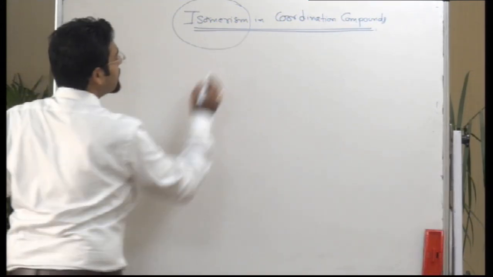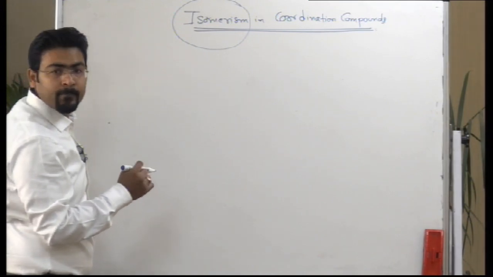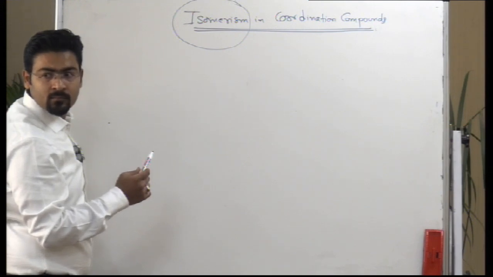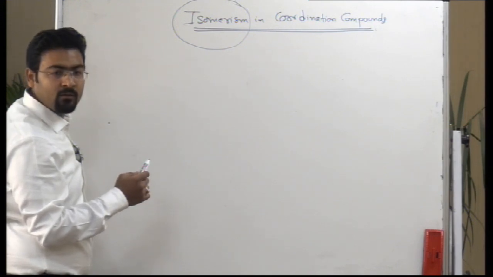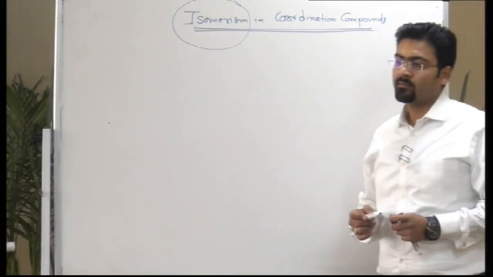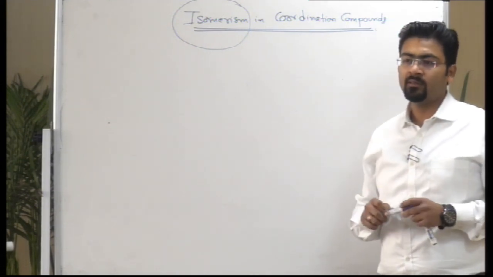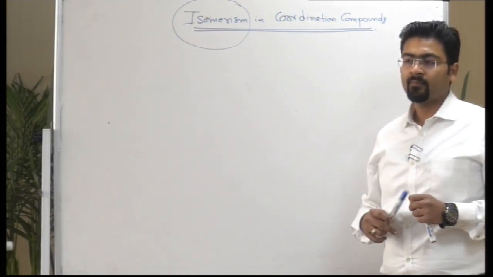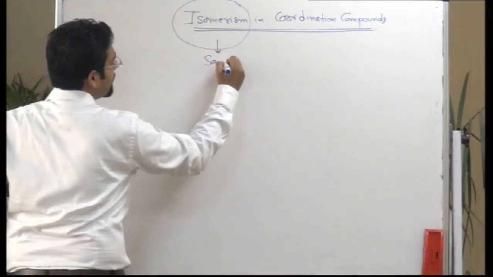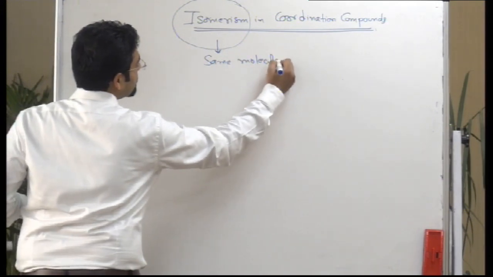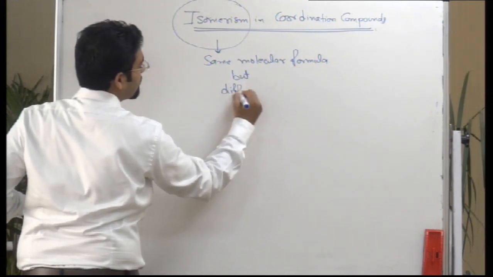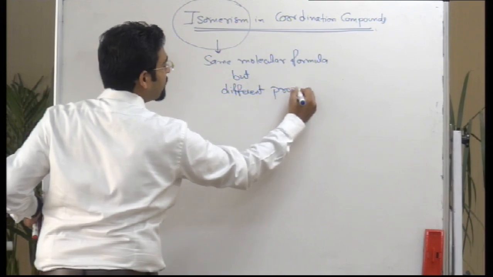So what is isomerism? Same molecular formula but different structural formula. Will this be the case always? So isomerism is a phenomenon in which the compounds have the same molecular formula but different properties. Very true. But different properties.